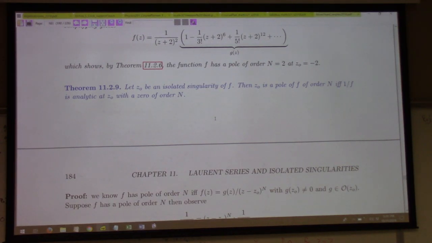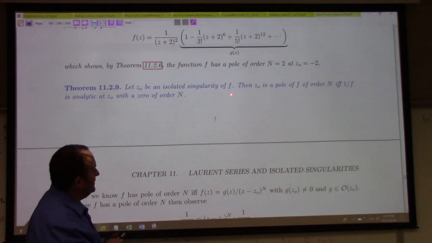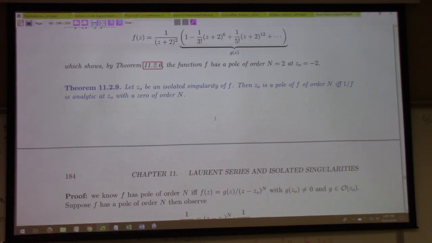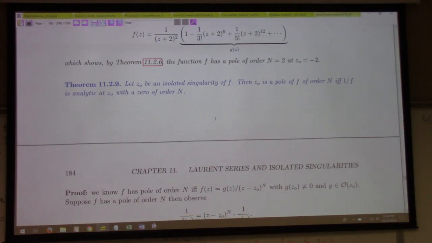This is a terribly useful theorem. Let z naught be an isolated singularity of f. Z naught is a pole of f of order n if and only if the reciprocal function is analytic at z naught with a 0 of order n. It's a wonderful theorem, right? The proof is right here.